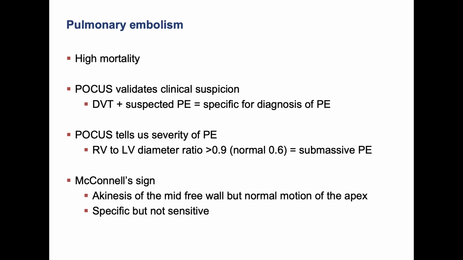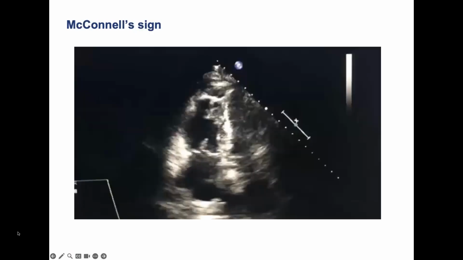And then of note is McConnell's sign. McConnell's sign is when you have akinesis of the mid-free wall, meaning that the right ventricular free wall is not moving in, but you do have normal motion of the apex. Oftentimes, this is because the left ventricle is hyperdynamic and it's kind of tugging on the right ventricle. So this is an example where you can have a normal TAPSE but still have significant right ventricular failure, because the lateral annulus of the tricuspid valve is moving as the right ventricle is being tugged on by the hyperdynamic left ventricle. McConnell's sign is specific but not sensitive.